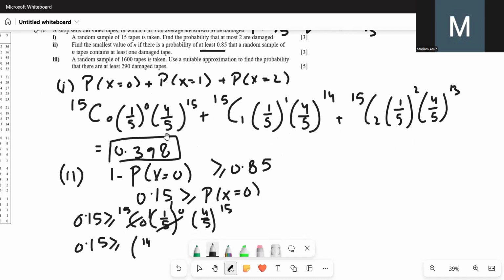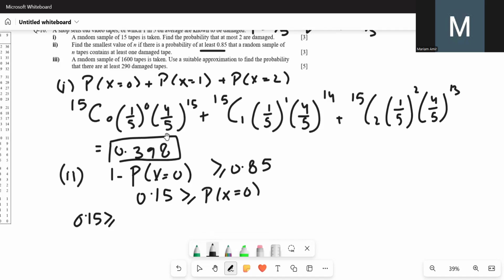Sorry, it's n, not 15. This time it was n. I don't know why I took 15 from the last part. It's nC0 because it says a random sample of n tapes. So it should be nC0, 1 by 5 power 0, 4 by 5 power n minus 0, which is n.